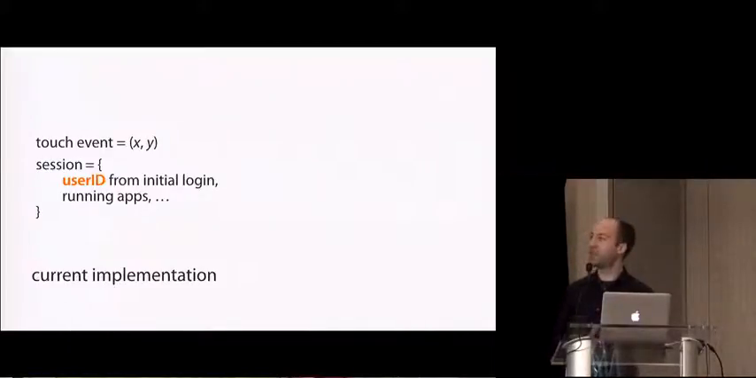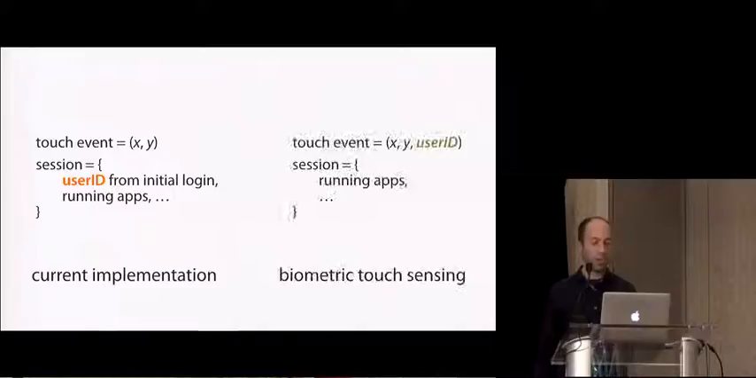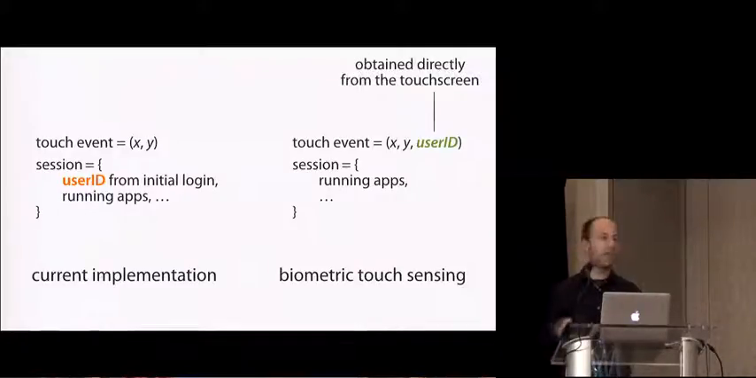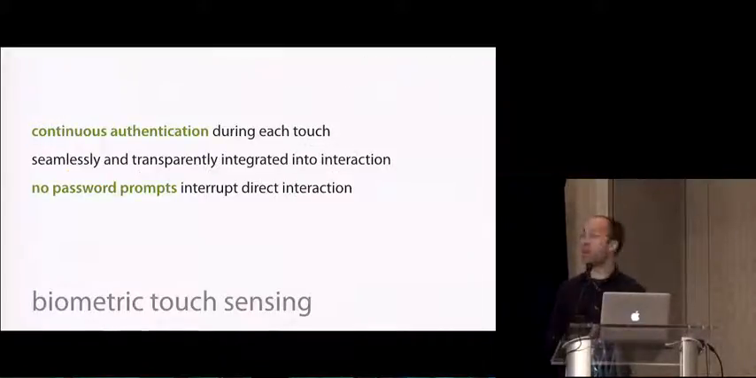The current implementation is this. The user identity is part of the session, right? It's somewhere there in the background, and then we have touch events in the form of X and Y. What we're proposing with biometric touch sensing is promoting the user's identity to every single touch event, and importantly, obtaining the user's identity from that very touch event on the screen itself. So as a result, we get continuous authentication during each touch interaction, which is seamless and transparent to the user. So they don't see any password prompts, there's no disruption whatsoever. In many ways it looks like interaction with a single-user system for them, but it's secure because they're being re-authenticated over and over again.